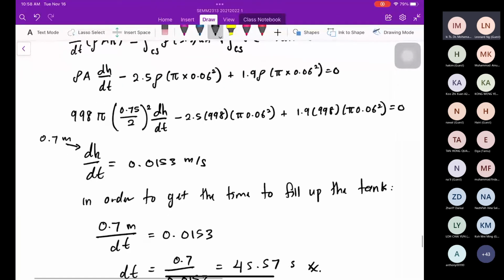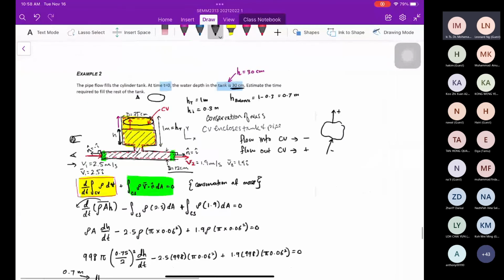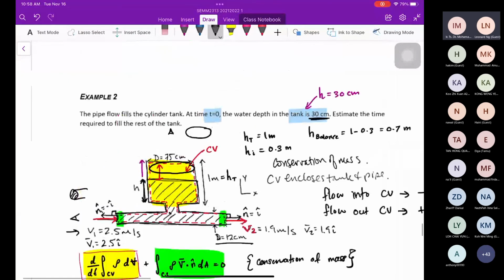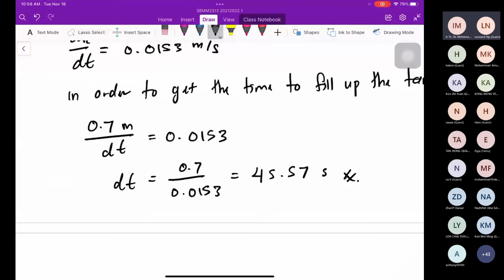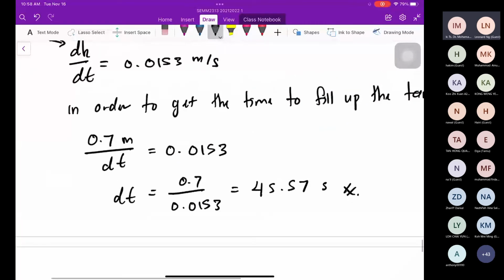The value is 0.0153. So the question is quite tricky. It asks you to estimate the time required to fill the rest. The rest is the balance. So H balance is 0.7 meter. Just substitute 0.7 meter into the rate of change of H. You will get dt, which is 45.6 seconds. Okay, any question, class?